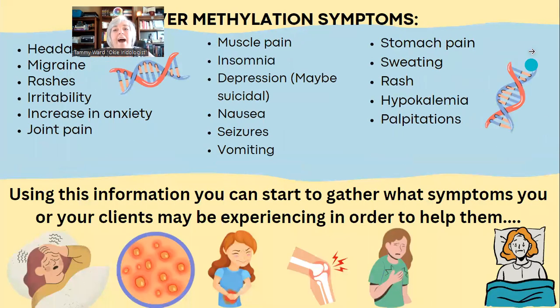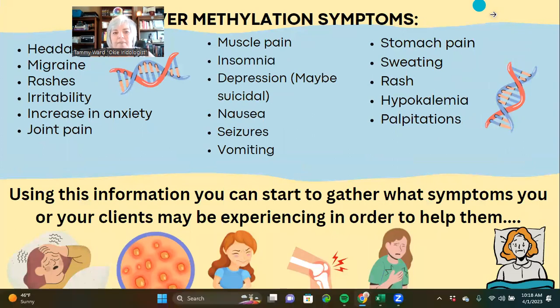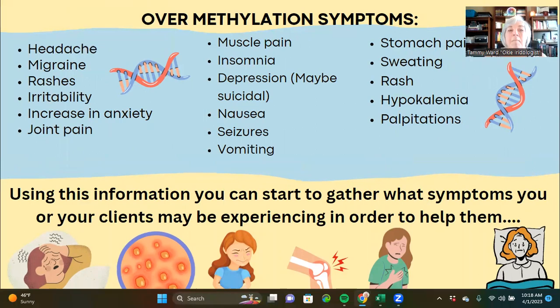Let's go over the overmethylation issues, and we talked about this earlier. Headaches, migraines, rashes, irritability, increase in anxiety, joint pain, muscle pain, insomnia, depression, maybe suicidal, nausea, seizures, vomiting, stomach pain, sweating, rash, hypokalemia, palpitations. So using this information, you can start to gather what symptoms you or your clients may be experiencing in order to help them. Like I said, make a list.